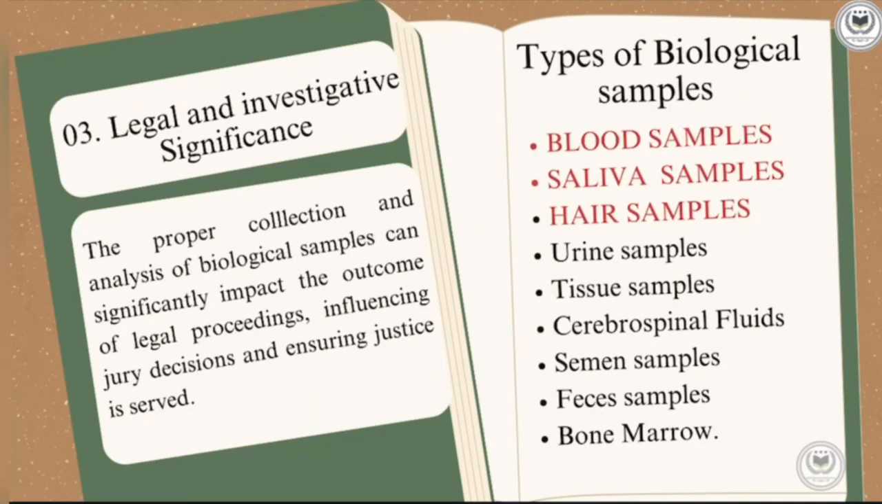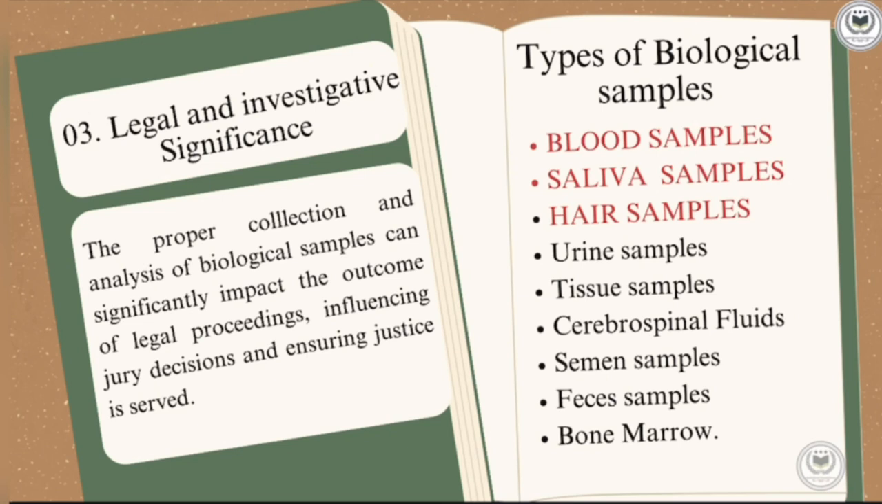Legal and investigative significance. The legal and investigative significance of biological samples in forensics is multifaceted, impacting both the collection and use of these samples in criminal investigation. Here's an overview of the key aspects: ownership and consent. Informed consent is necessary for the collection and the use of the biological samples. Regulatory compliance. Various laws govern the collection, storage, and use of biological samples to ensure ethical standards are met.